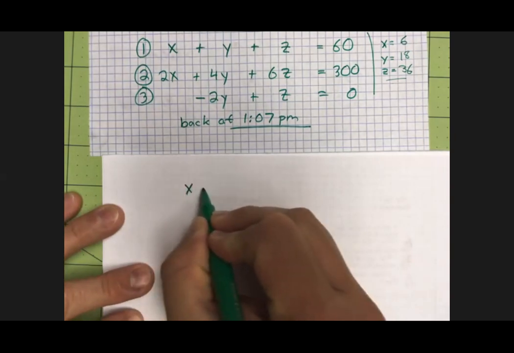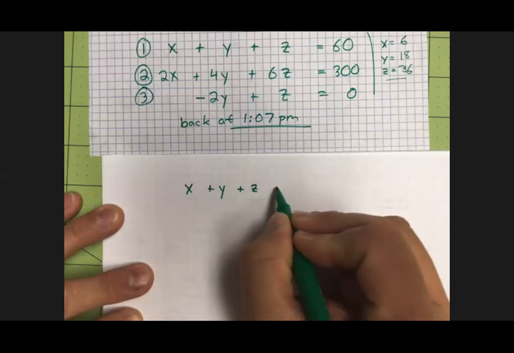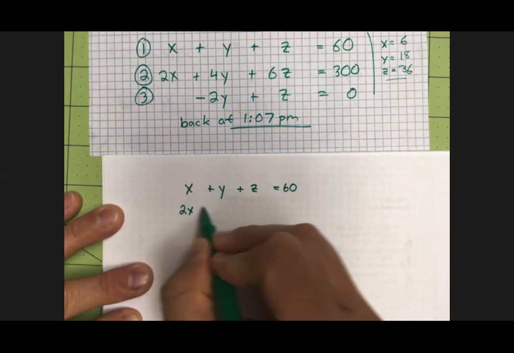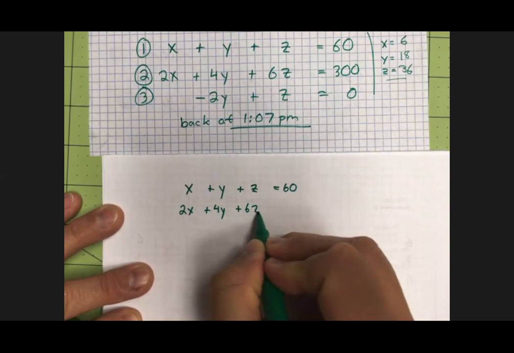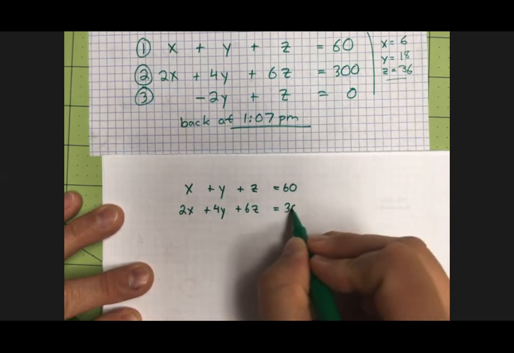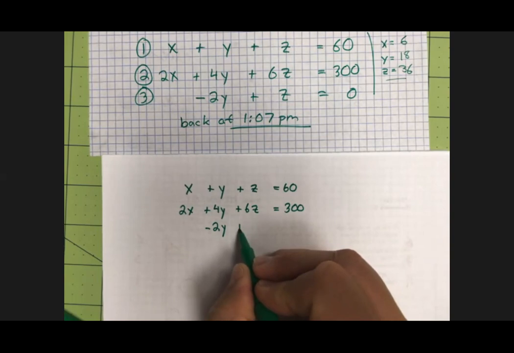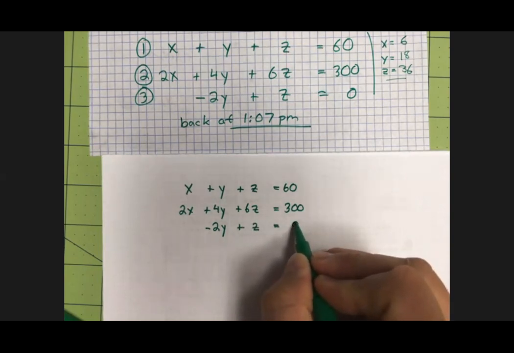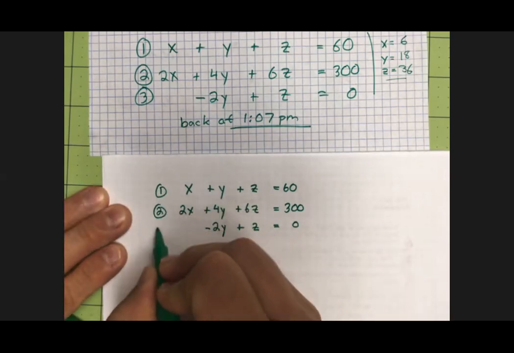I've got x plus y plus z equals 60, 2x plus 4y plus 6z equals 300, minus 2y plus z equals 0. And I'll call these equations 1, 2, and 3 as we did.